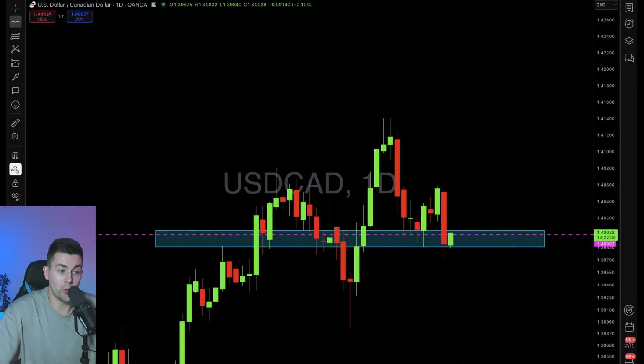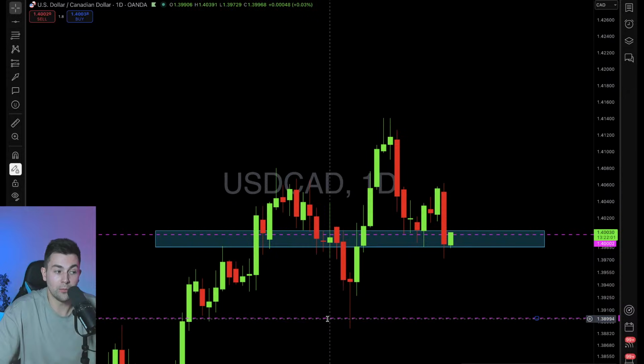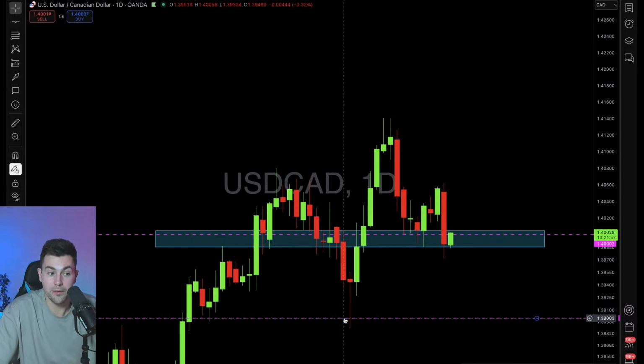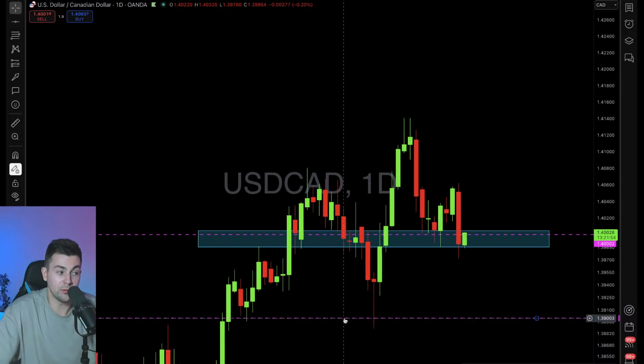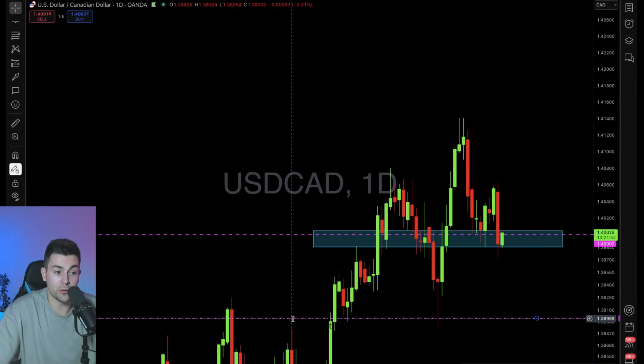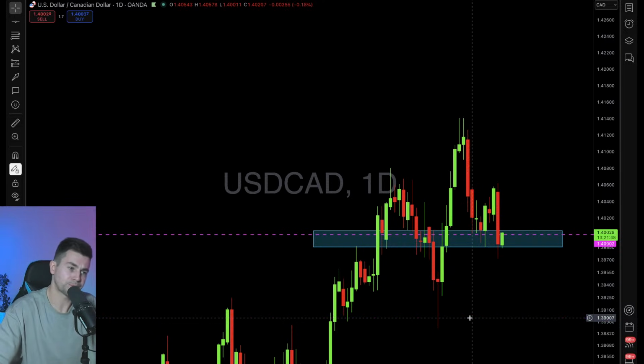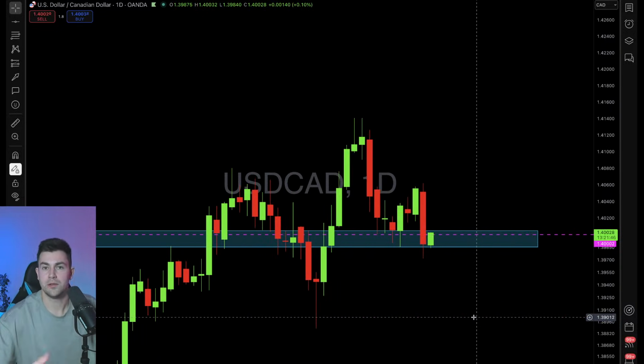Another example, by the way, of a psychological level is right here, 1.39. It is another round number based level, and we can see that over time the market keeps respecting that structure. So when you do structure analysis, support and resistance analysis on a daily time frame or on any other time frame, please never forget to analyze psychological levels.